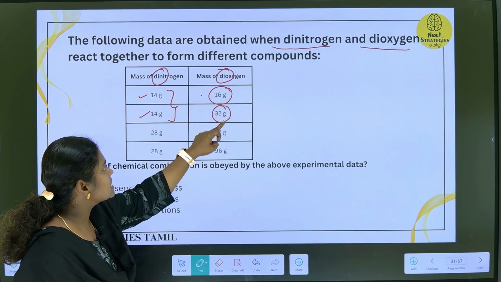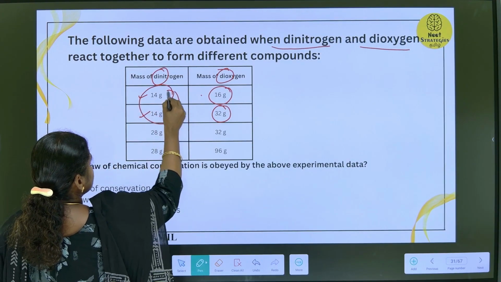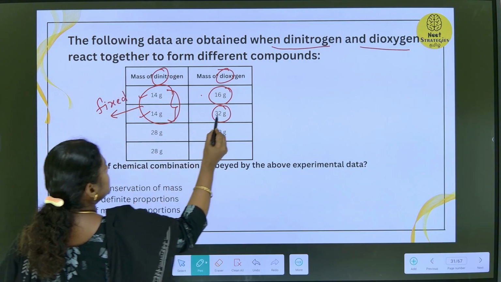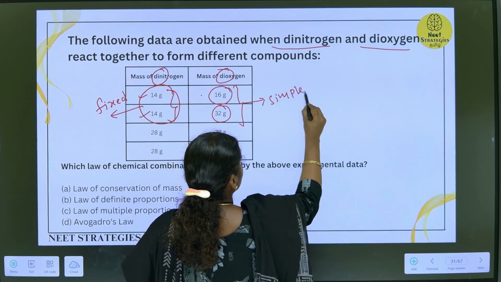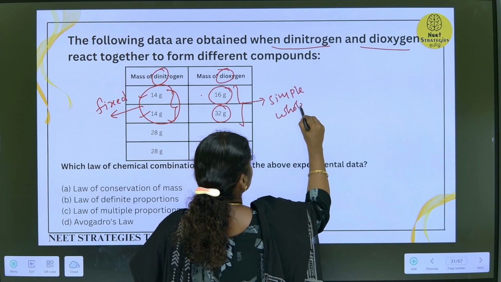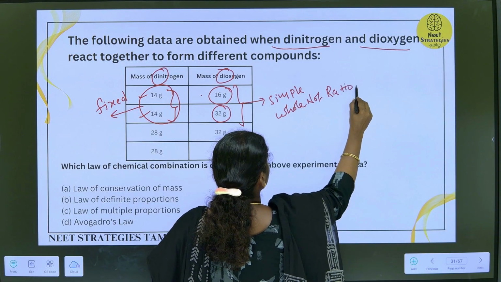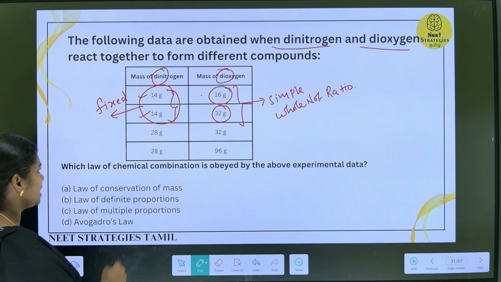So this will be the simplest, one will be the fixed mass. Look, this is the fixed mass. This is the simplest whole number ratio. This is a simple whole number ratio, simplest whole number ratio. Okay, we can find it like this. Let us also check the law of multiple proportions.